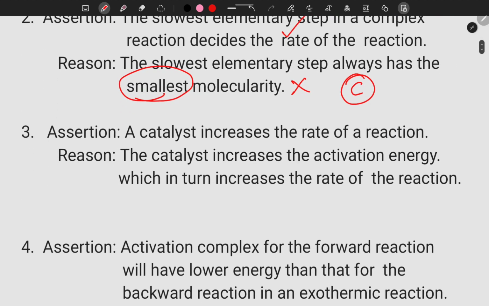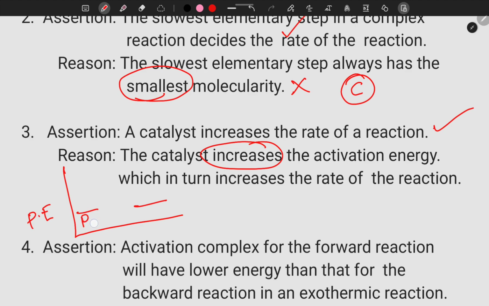Now third question: a catalyst increases the rate of reaction. We know a catalyst always increases the rate of reaction by reducing the activation energy, but the reason given is that the catalyst increases the activation energy. When we use a catalyst in an exothermic reaction, we know reactants have more energy than products.